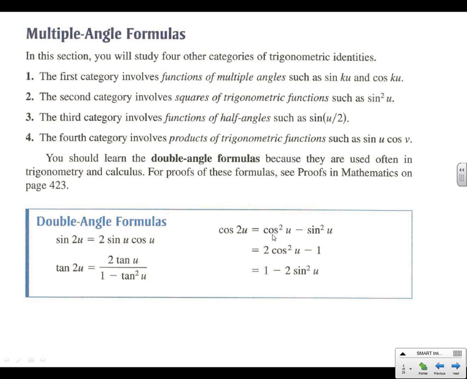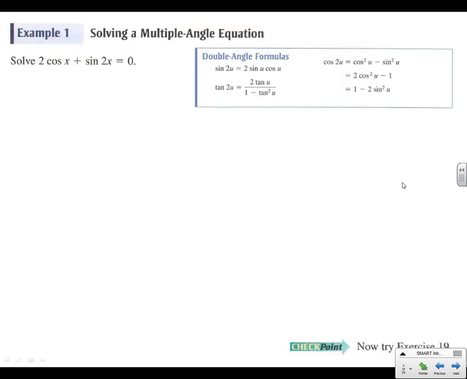And you'll remember that cosine squared is the same as 1 minus sine squared, or sine squared is the same as 1 minus cosine squared. So if we substitute in for either of these, we can have just cosine squared or just sine squared. They both work. So let's take a look at our first example.